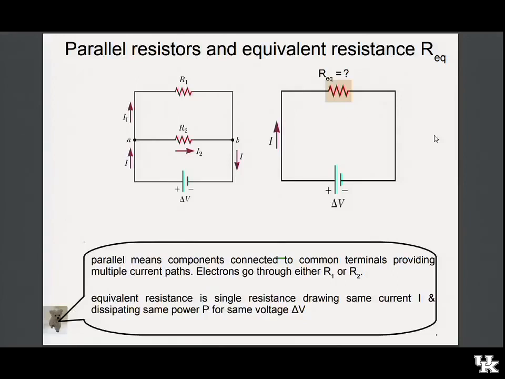The concept of an equivalent resistor for this circuit, again, the idea of an equivalent resistor is it's the single resistor that you could replace the pair of resistors with. And if you apply the same voltage, you draw the same current. If you apply the same voltage, you dissipate the same power as the two individual resistors.